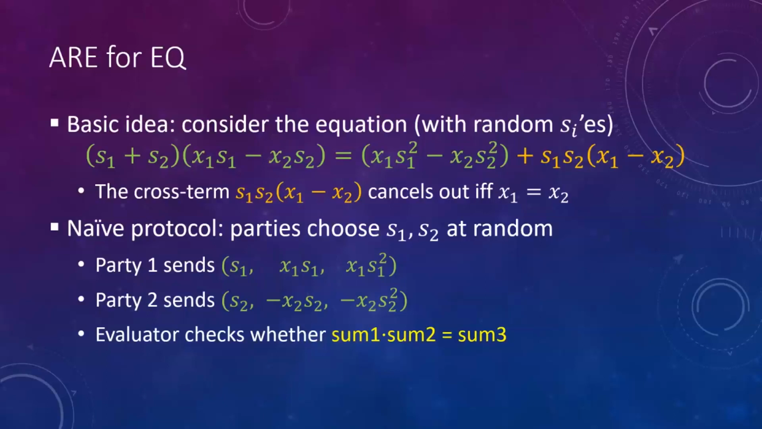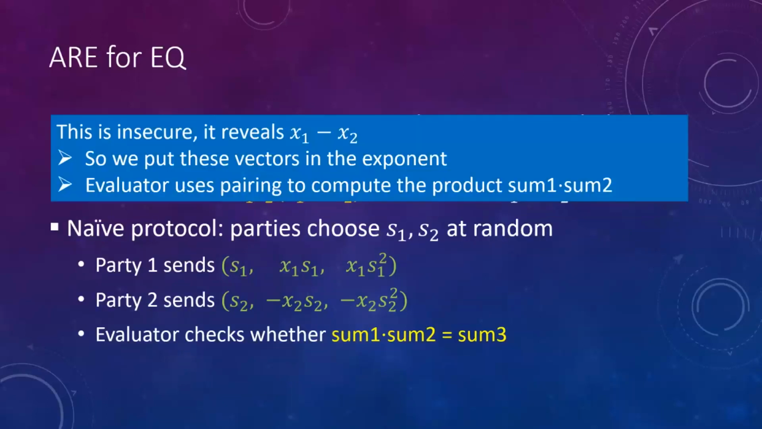No cryptography involved, but it's sort of broken. The problem is if you stare at it long enough, you'll see that not only you learn whether x1 is equal to x2, you actually learn from these three sums the difference between them. How do you fix it?